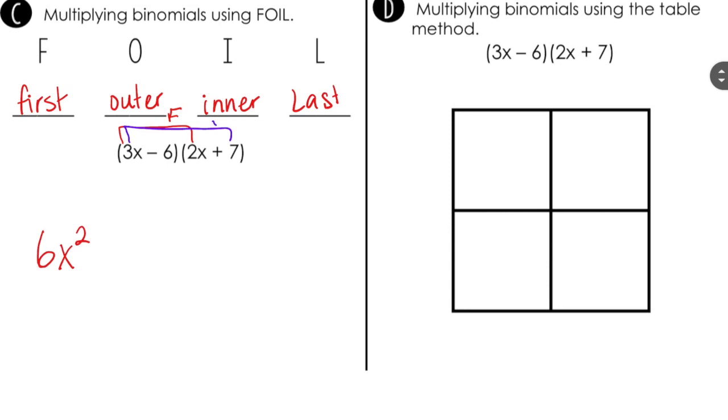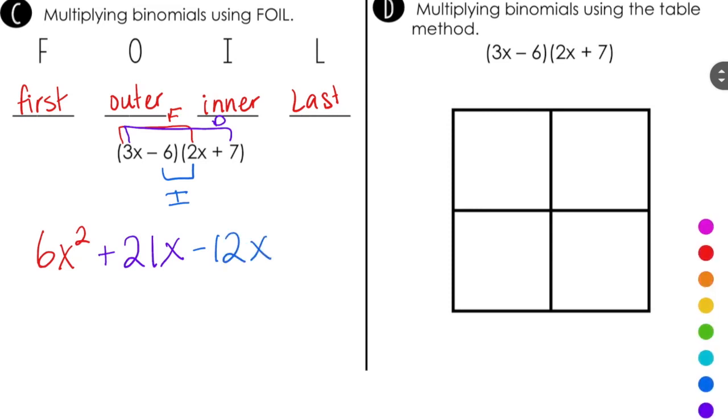So 3x times 7. And that's just going to be plus 21x. Then we have to do our inner. So that's negative 6 times 2x, which will be negative 12x. And then we need to do our last, the last term that appear in the terms. So negative 6 times 7, which would be negative 42.